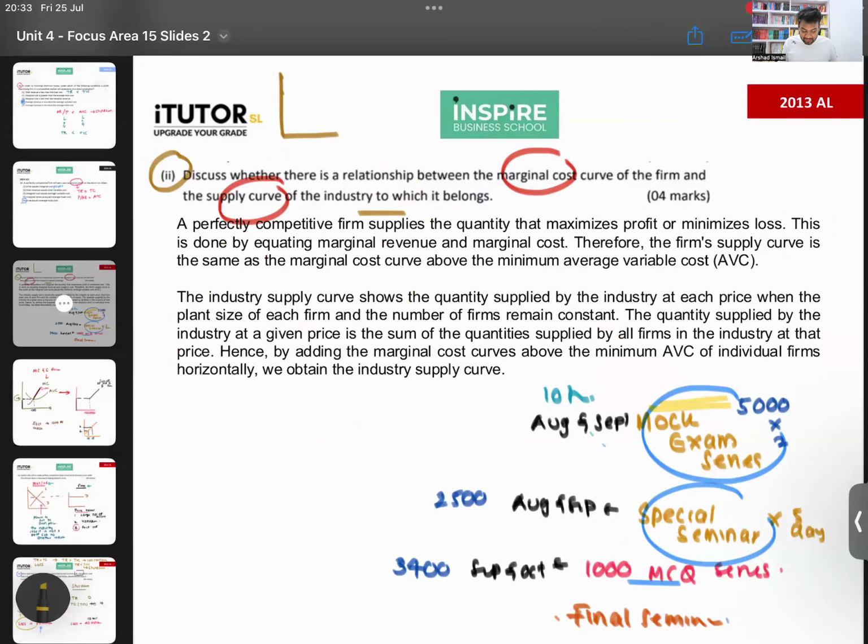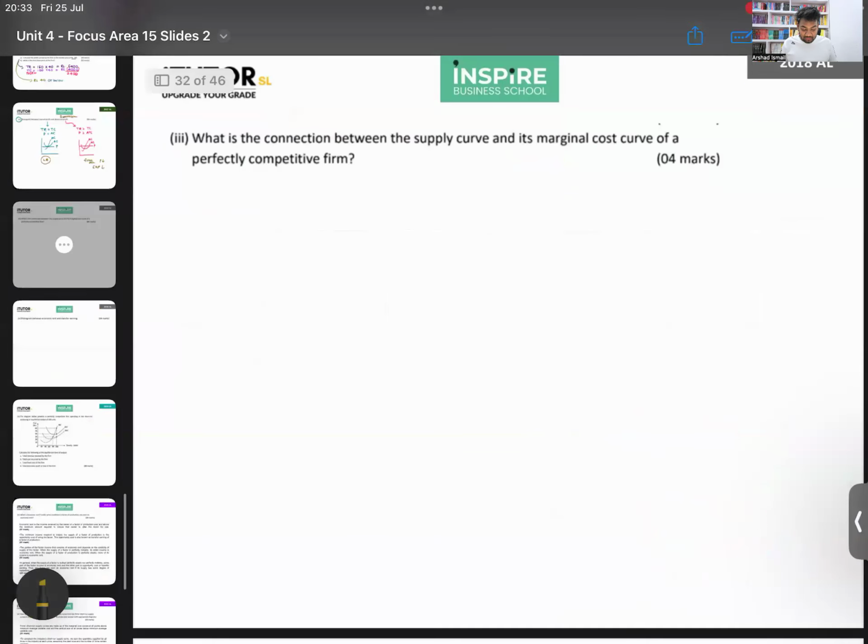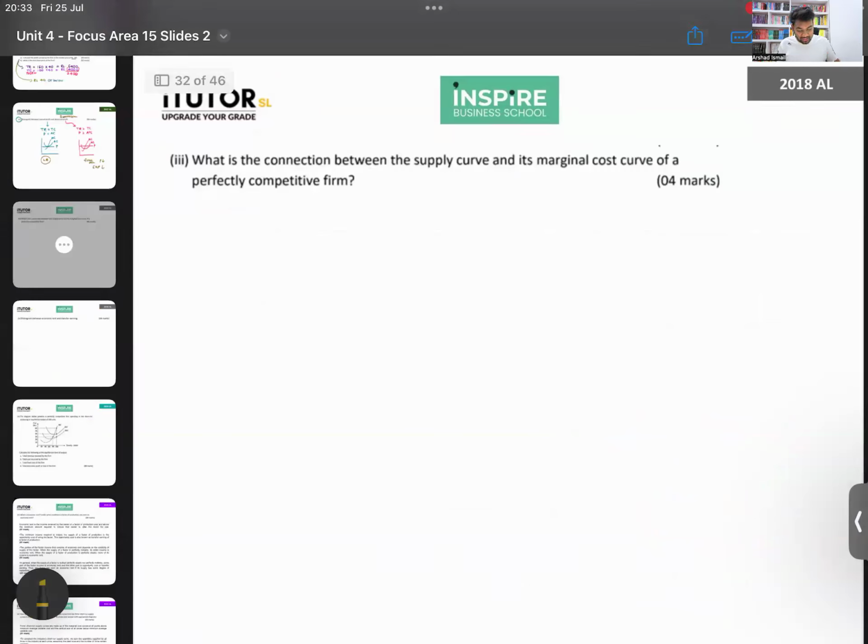This is the second time you're seeing the same question being repeated. So you need to say, look here, that you have to minimum cover your AVC, and then the firm will at least want to cover its marginal cost, and then explain that story and say, the marginal cost curve above the minimum AVC is the supply curve. So you need to have a fixed kind of an answer for this and know how to draw the diagram. You will get questioned. That's 2018, part 3.